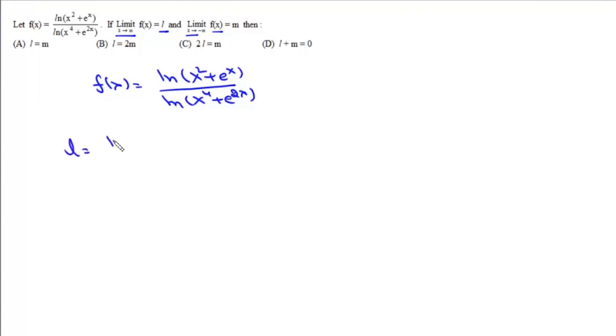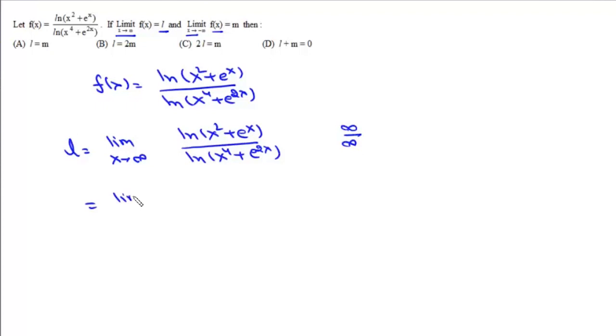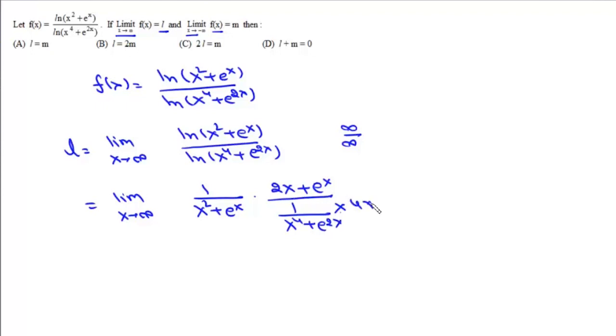Now for L, it will be this limit x tends to infinity of (log x square plus e to the power x) upon (log x to the power 4 plus e to the power 2x), which is infinity upon infinity form. We'll use L'Hopital's rule, so it'll be this limit x tends to infinity, and then we can write this as (1 upon x square plus e to the power x) into (2x plus e to the power x), and here it'll be (1 upon x to the power 4 plus e to the power 2x) into (4x cube plus 2 e to the power 2x).